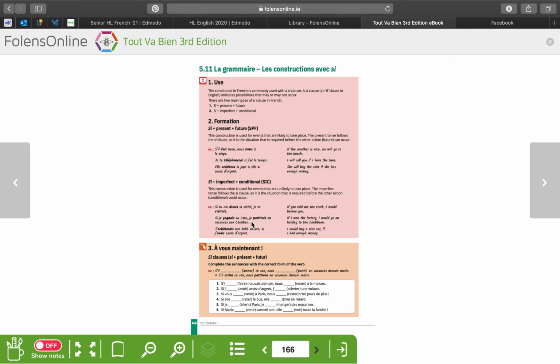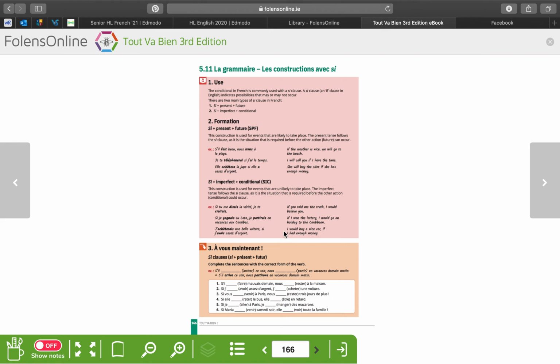Si je gagnais au loto, je partirais en vacances aux Caraïbes. So if I won, see, and then one is the imparfait. I would go, I just put go into the conditional. So si je gagnais, if I won, past tense, imparfait, the lotto. Je partirais, I would go or I would leave on holidays to the Caribbean. So would leave, all in that one word.